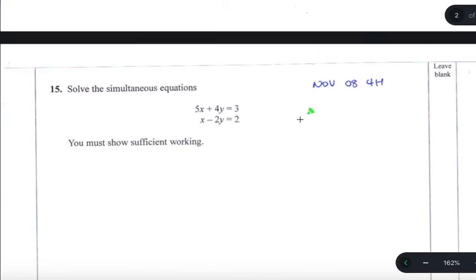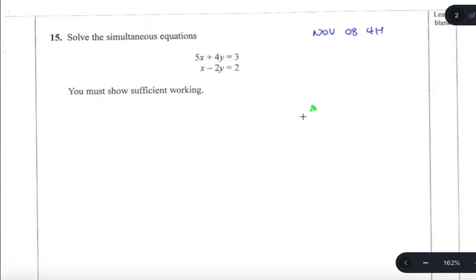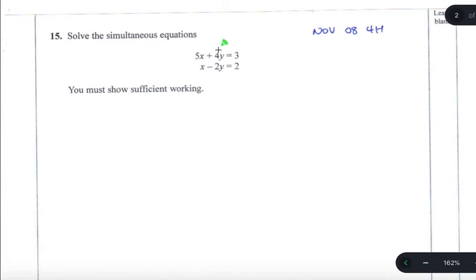Let's see. Here it is. This one is simultaneous equations. Still, we need to find the values of x and y. So we can start with naming them 1 and 2. Here we go, 1 and 2.